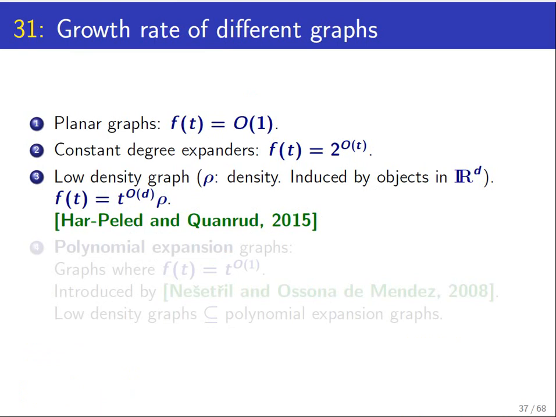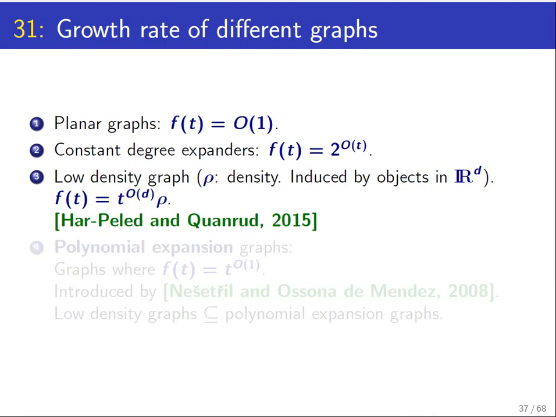Okay, so let's see some concrete examples. So planar graphs, for example, are minor closed. So you collapse the cluster, you still end up with a planar graph. And as such, in particular, planar graphs have a linear number of edges. So their average degree is a constant, and the growth is a constant. So f of t is always a constant for planar graphs. Not very interesting.